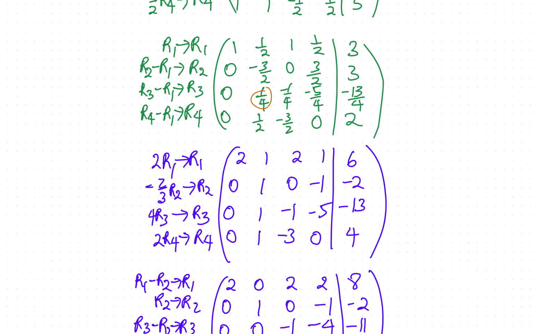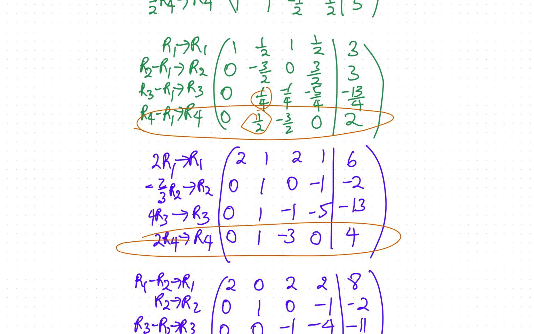And then for the old row 4, we have a half here and we need 1. So multiply through by 2. So you get this. 2 times 0 is 0. 2 times half, 1. 2 times minus 3 over 2, the 2 cancels out, so you have minus 3. 2 times 0, that's 0. 2 times 2 is 4. So we have those corresponding elements like that.